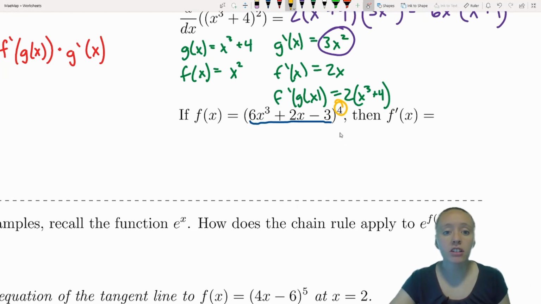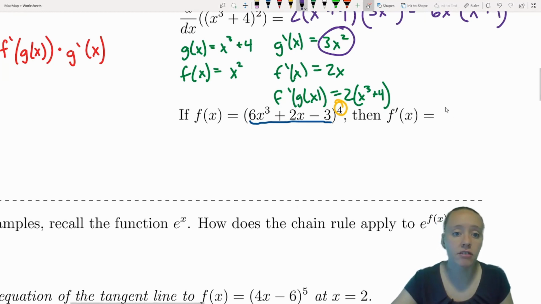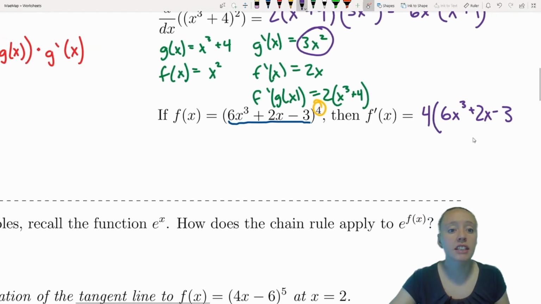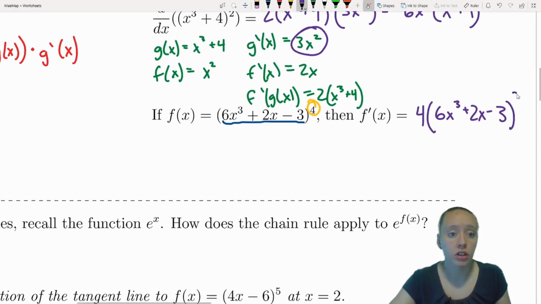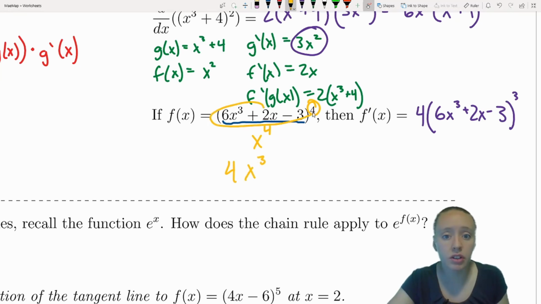So starting with my outermost derivative, I know that I have 4 times whatever that function is, then cubed. So my innermost function is that 6x cubed plus 2x minus 3. So I have 4 times 6x cubed plus 2x minus 3, cubed. If you want to think about this as my x, what's the derivative of x to the fourth? That's 4x cubed, but my x is really that innermost function of 6x cubed plus 2x minus 3.